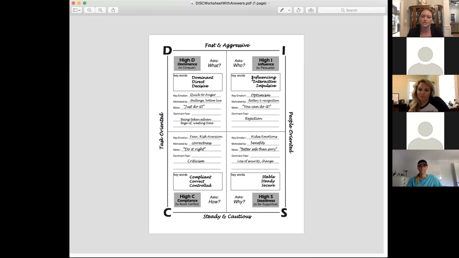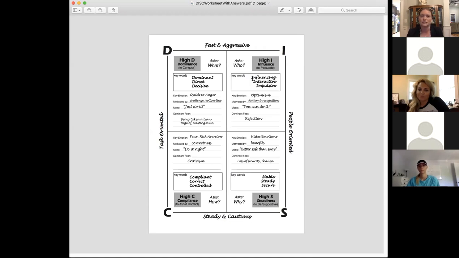Their key emotion is optimism. They're the person when the high D is really pissed off because of other things, they're going to go, it's going to be okay. Everything's going to be fine. Here's all the things that we can look at that are really positive. And they're going to get that high D, or anybody that's in a negative state of mind, they're going to pull them out of it because their key emotion is optimism.